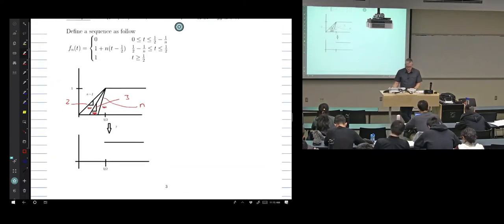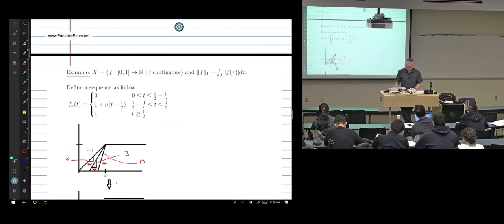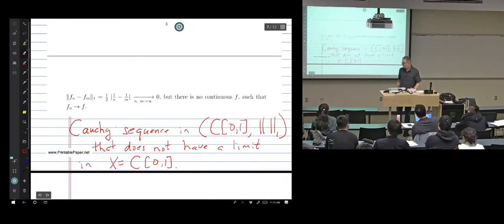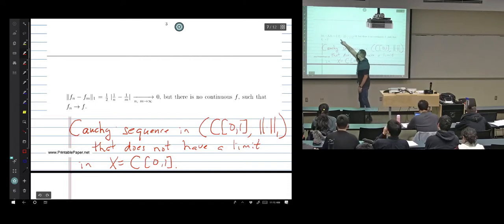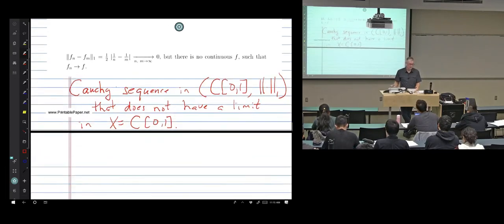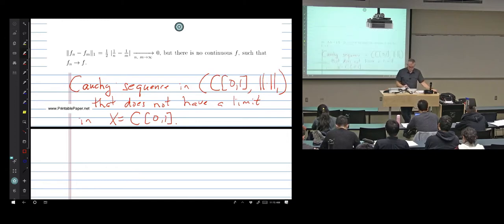There's my sequence. That's what it's trying to converge to. That is not a continuous function. In this norm, the distance between these things is that little triangle I showed you, and you can go through and do the arithmetic, and that's what you get. So the sequence is Cauchy, but there's no limit point in this space.